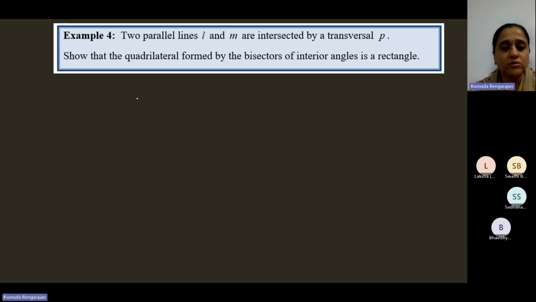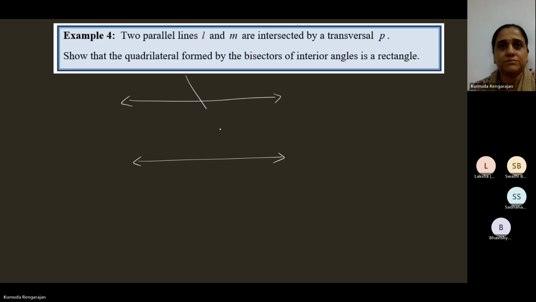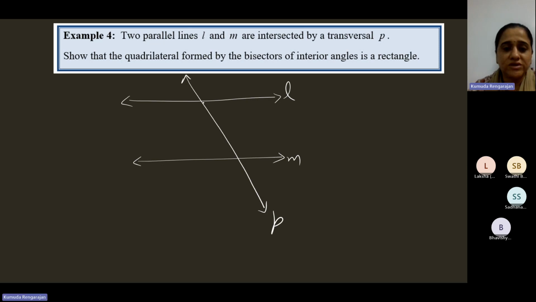So it's important to label the points. See what all to label. Of course, these intersecting points, this one and this one. To name angles, you need letters, right? So supposing you call this A and this one B.